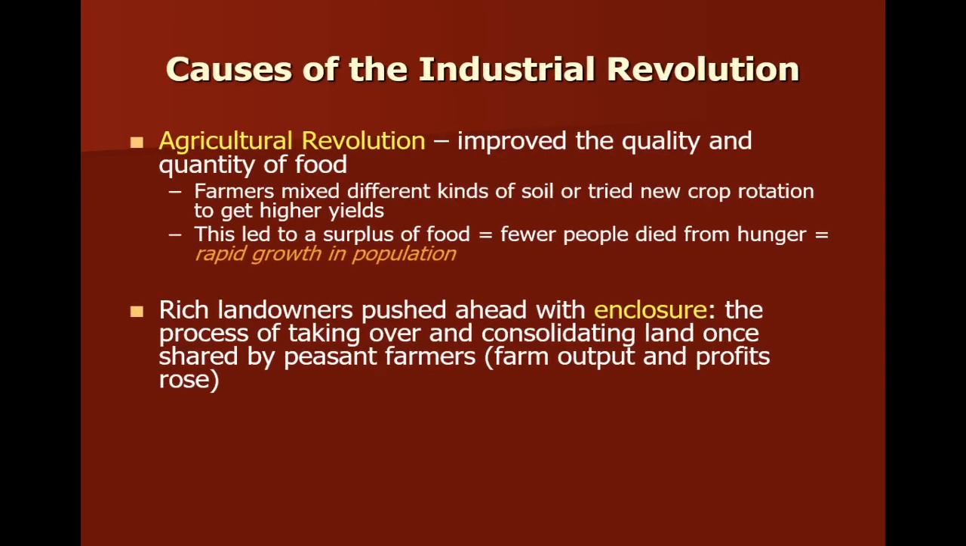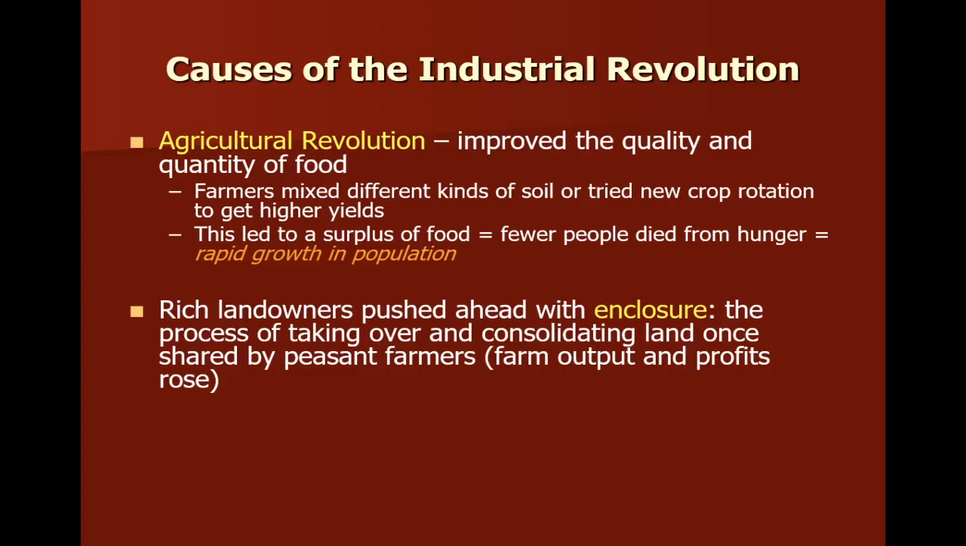So number one, we've got the Agricultural Revolution, which improves the quality and quantity of food. So farmers mixing different kinds of soil and trying new crop rotations. This is going to lead to higher yields. And if you have more food, then you're going to have a rapid growth in population.